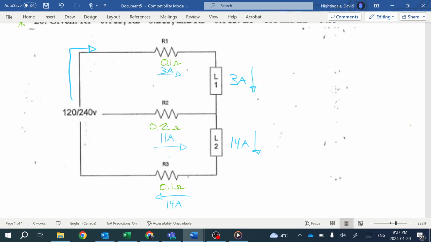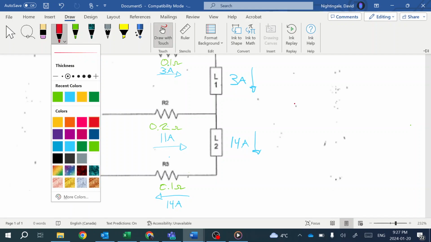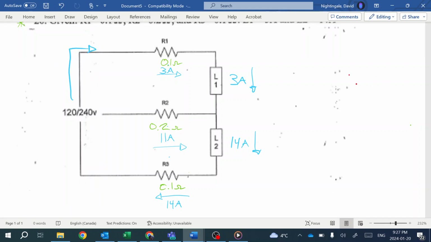Okay, so now having current and resistance, we're able to figure out what our voltage is going to be. We simply use Ohm's law, E equals I times R. So that's going to give us 0.3 volts down there, 1.4 volts here, and on the neutral, 2.2 volts. All right, so now we've got to figure out how these voltage drops on our resistors affect our loads.